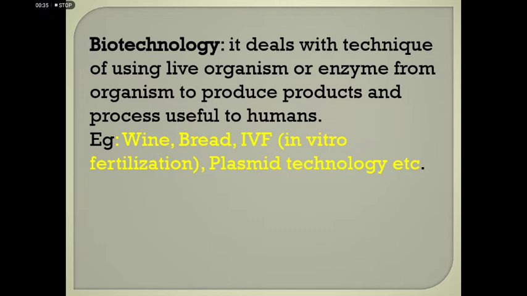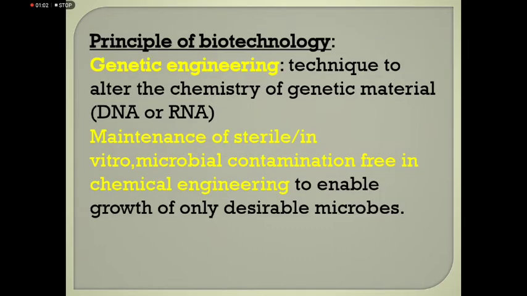IVF, in vitro fertilization, is another type of biotechnological process. Then the third one is plasmid technology. It is the advanced model of biotechnology technique. Wine and bread production were present in ancient times. Also IVF is present in recent times, and plasmid technology is the advanced technique present in biotechnology. These are the principles of biotechnology.